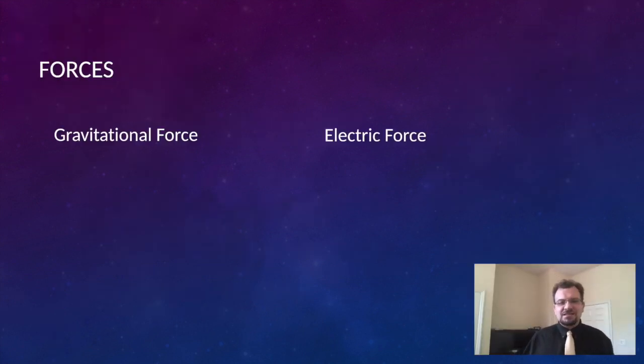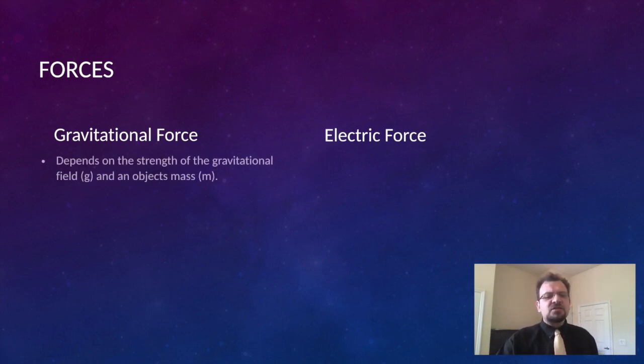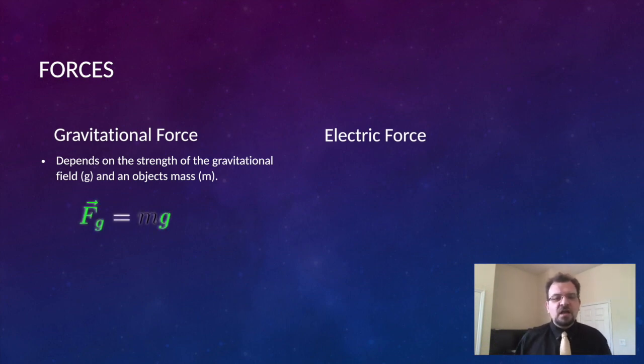So let's see how we can go about calculating forces. We're going to do gravitational forces and electric forces, seeing how those work together and how they're similar and how they're different. Gravitational forces depend on the strength of the gravitational field, given as g, and the object's mass, m. So this is the equation that we've been using for the last couple months. The force of gravity is equal to the mass of an object times the strength of the gravitational field.